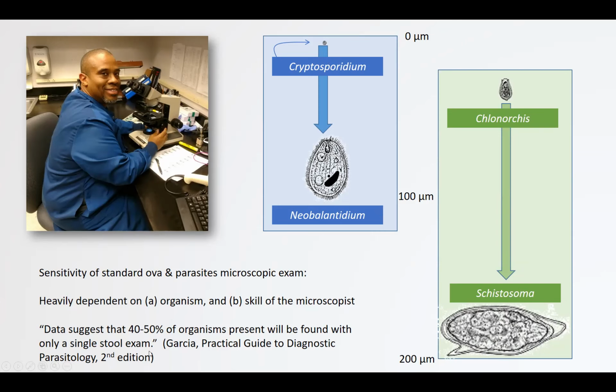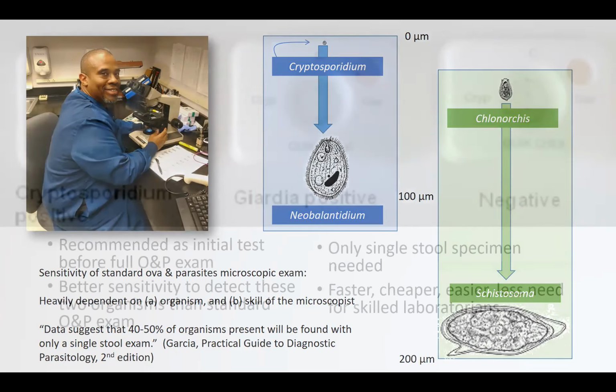But I did find this one line from one of the Bibles that we use, the lab manuals for parasitology. Data suggests that 40 to 50% of organisms present will be found with only a single stool exam. So you turn that around, and what that's saying is a single stool exam is going to be about 40 to 50% sensitive. That's why we really want you to send us 3. So that's the microscopic O&P stool exam.